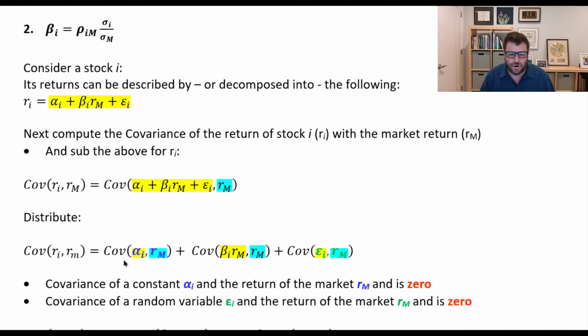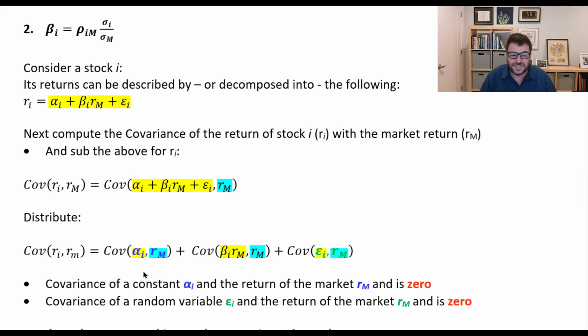The first term with the blue letters is the covariance of alpha versus RM. And this is the covariance of a constant, which never changes, and the return of the market. And so the return of the market's covariance with something that never changes is 0, because this never changes. And so this term goes to 0. And the covariance of some random variable that's completely uncorrelated with the market is also going to have a correlation or a covariance of 0.